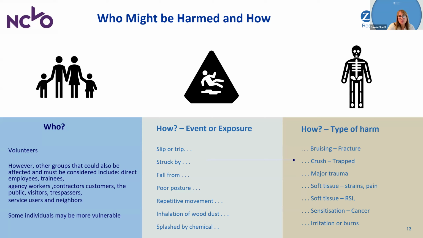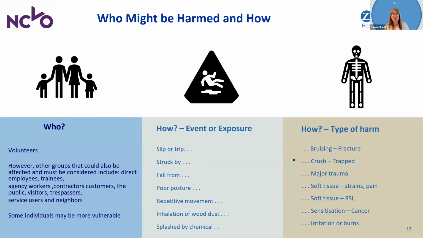So next, consider who might be more vulnerable and why. You need to be clear about who might be harmed. You don't need to list everybody by name, but you do need to identify the groups. So if you've got employees doing similar work to volunteers, and the controls and the hazards are the same, you don't necessarily need to do a separate risk assessment, so long as the group of volunteers is identified on that risk assessment and they have access to it.